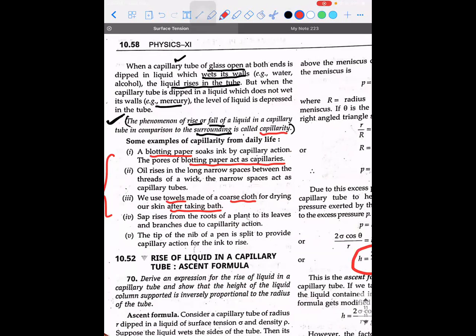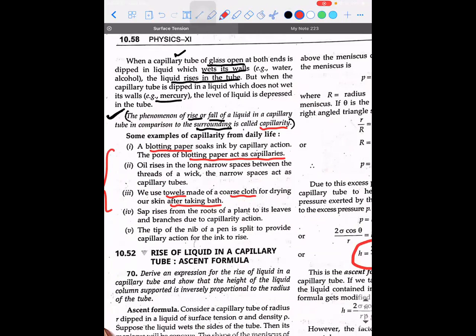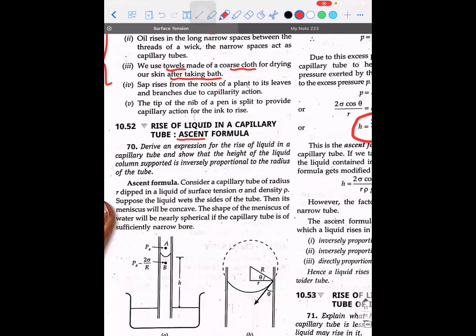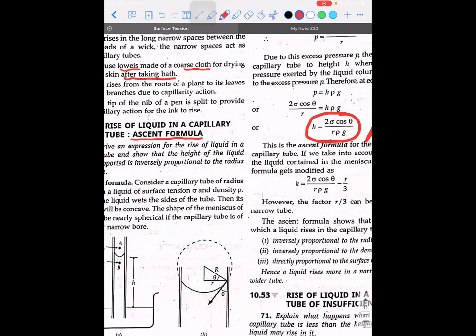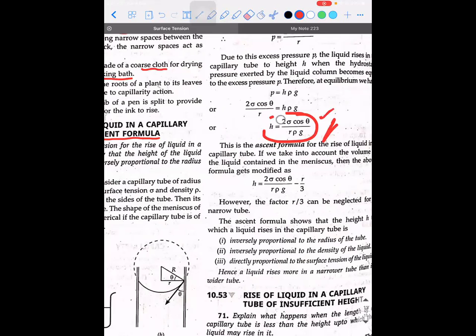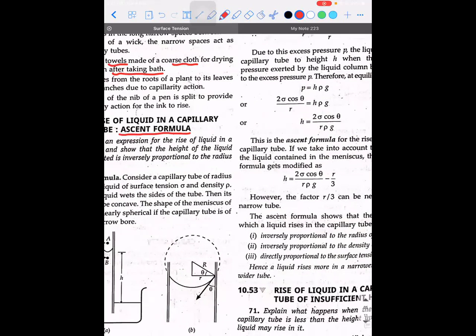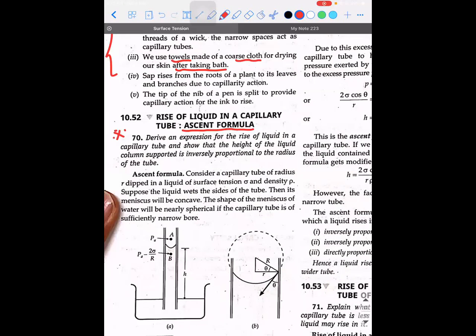Okay. So what we are going to do, actually, the Ascent formula is the one which we will use in the lab. This big formula that we have derived is actually used in the lab. And we are going to see the derivation of it, which is based on the concept of capillary action only. So mark it as important and practice it.